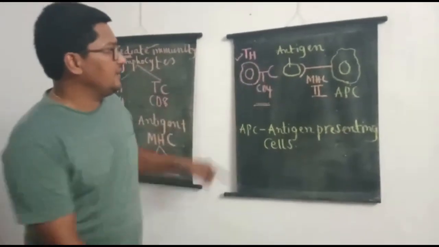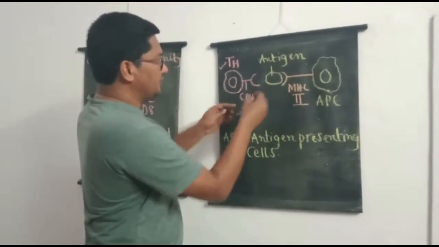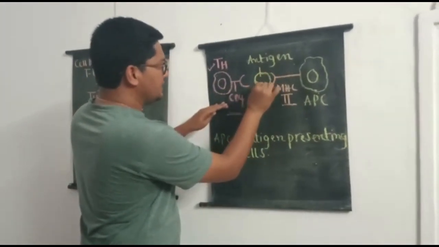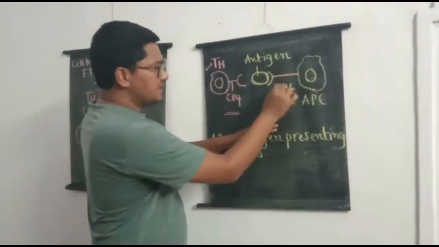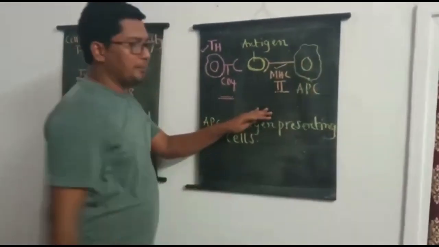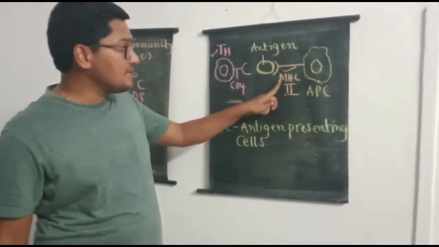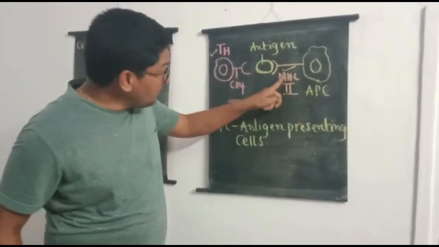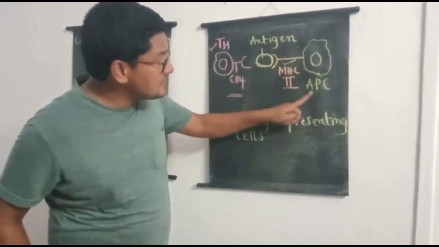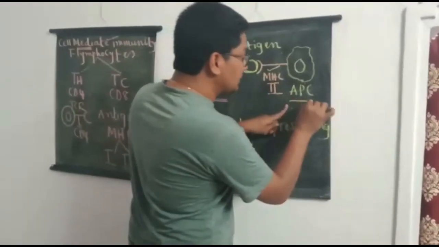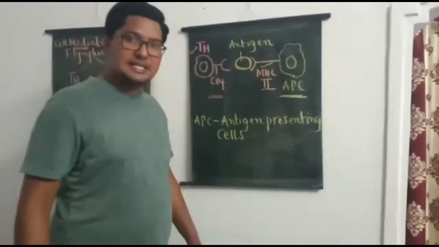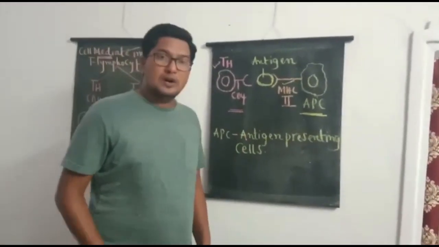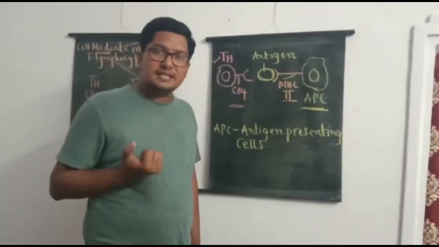And you can see here, this is the antigen, and where is the antigen present now? Antigen is present attached to MHC. MHC of which class? MHC class 2. And you can see in the diagram, MHC class 2 is present on the surface of a special cell called APC. APC stands for antigen presenting cell.